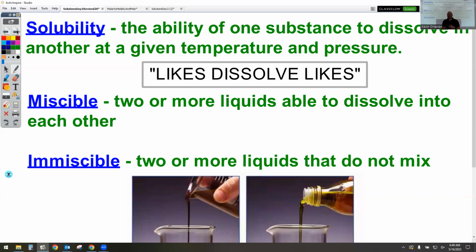If you think about something that's non-polar, like a big organic compound, an oil or a fat, that's not going to dissolve very well in water because organic compounds tend to be non-polar. They don't really mix well with things that are polar.